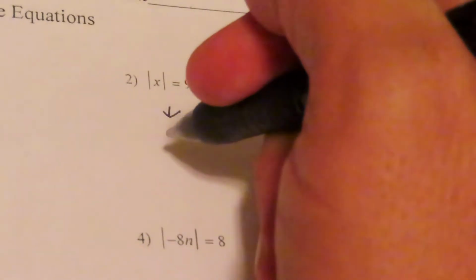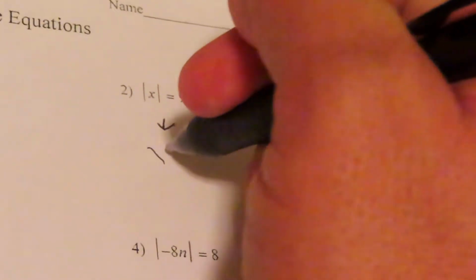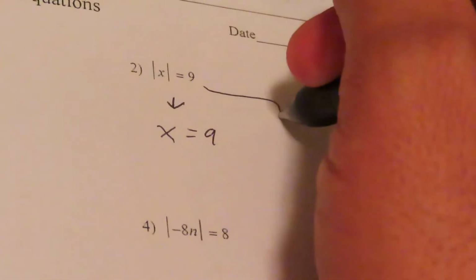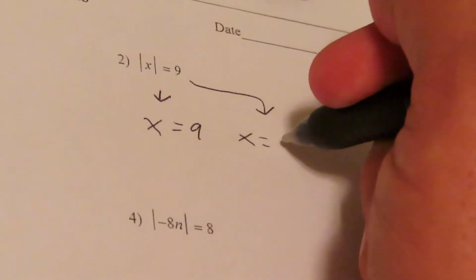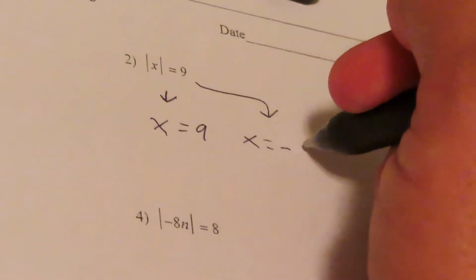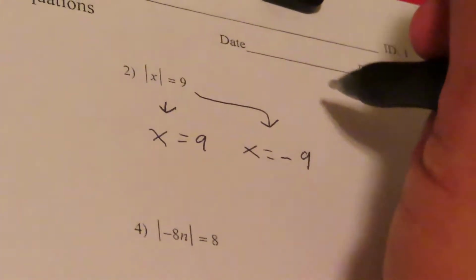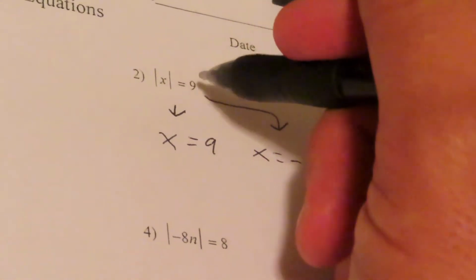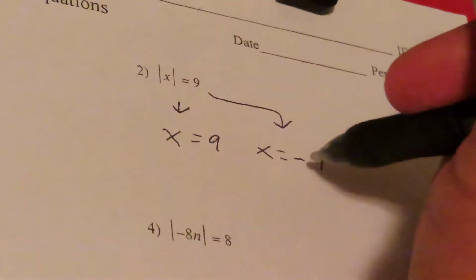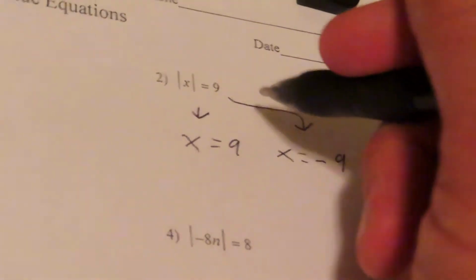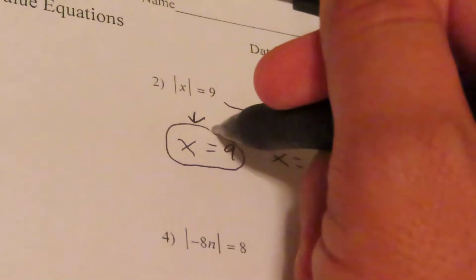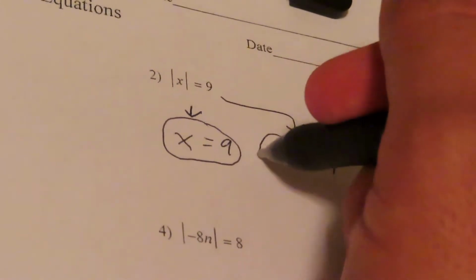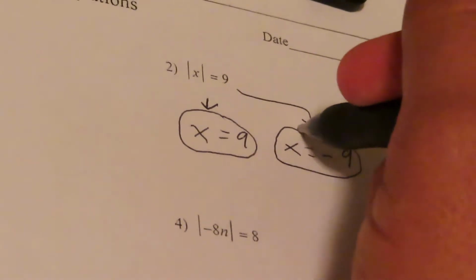Okay, so you bring down the first equation and you drop the absolute value symbols. So it's just x equals 9, and x equals, and you change the sign on the right side of the equation, so negative 9. Now think about it, is that true? The absolute value of 9 is positive 9, yes. And the absolute value of negative 9 is also positive 9, because absolute value makes it into a positive number. Keeps all things positive.